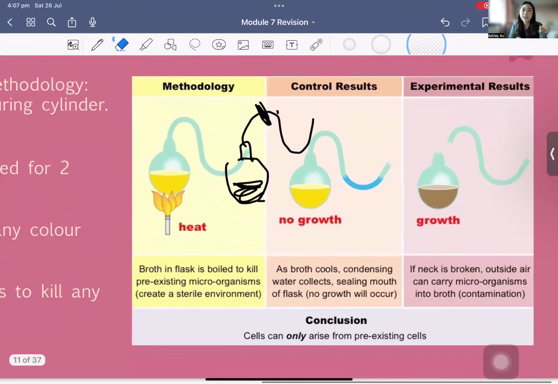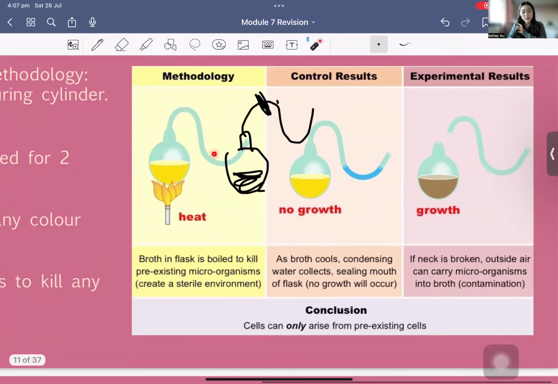There was a lot of yucky microbes growing in it. So he realized that it was becoming really smelly, and he would definitely not drink that broth anymore because it was infested with microbes and pathogens. Okay, but very surprisingly, the other flask didn't have any microbial growth at all. Why was that the case?